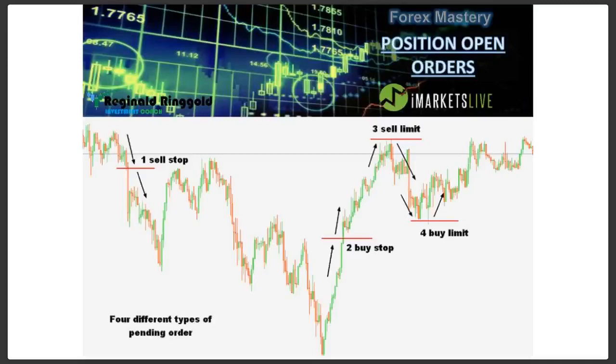Okay. Now, if I'm trying to get in with a buy limit order, I'm getting in below. Okay. I got to get in below the current market. I've got to set my entry below wherever the current market is.